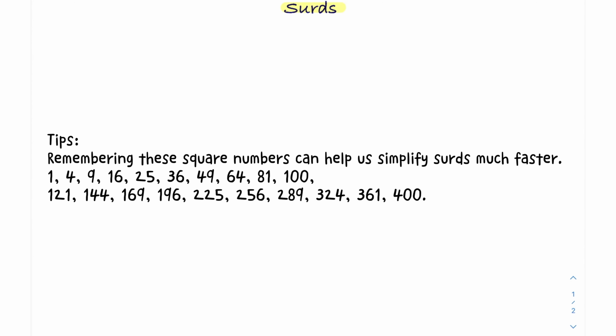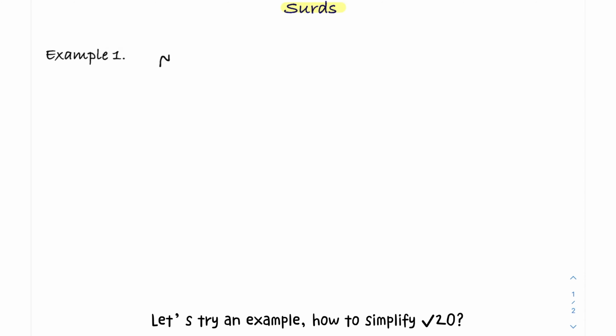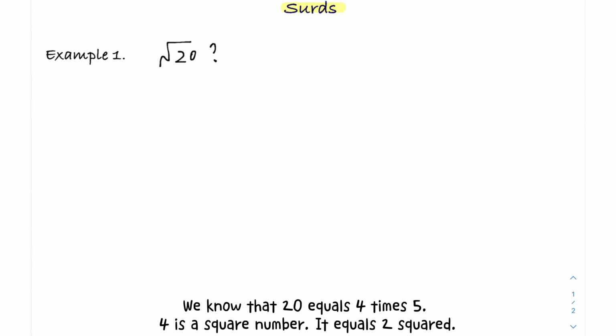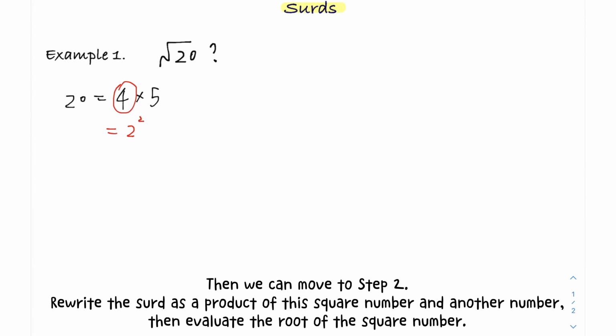Tips. Remembering these square numbers can help us simplify surds much faster. You can pause the video and take a note. Let's try an example: how to simplify root 20. Step 1. Find a square number that is a factor of the number under the root. We know that 20 equals 4 times 5. 4 is a square number. It equals 2 squared. Then we can move to step 2.